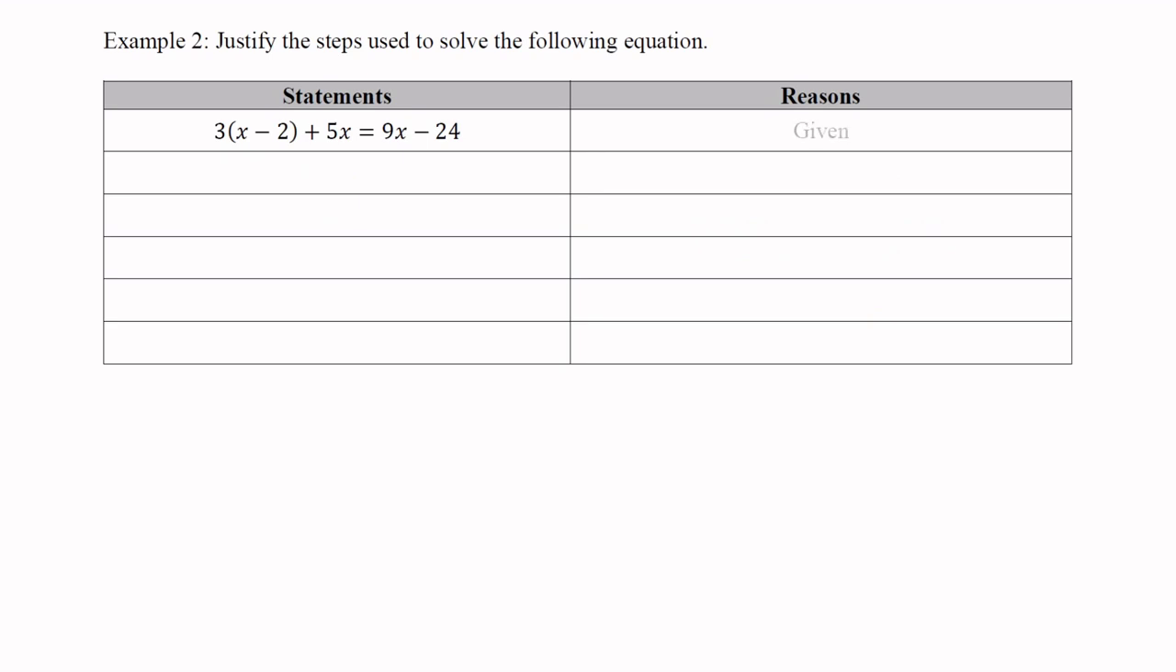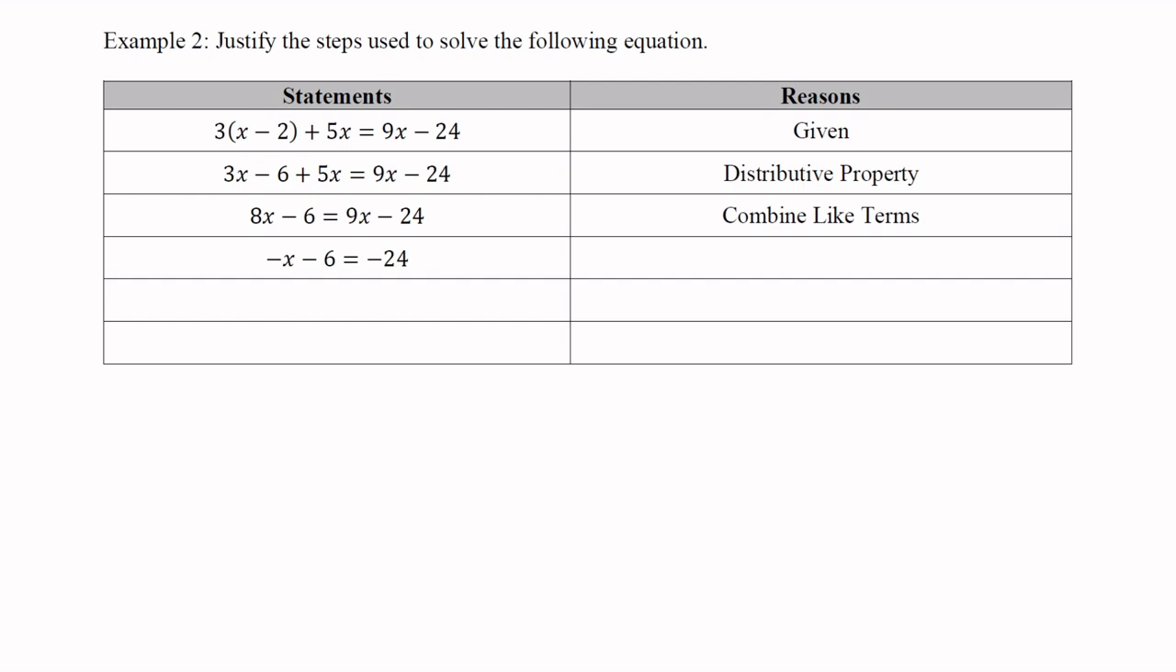In example 2, again, we start off with our given. We are going to multiply 3 out to the x minus 2. So when we did that, we used the distributive property. Next, we're going to combine the 3x and the 5x on the left-hand side. So 3x plus 5x gives us 8x, and here we combined like terms. Now we're going to move the variable by subtracting 9x from each side. So that gives us negative x minus 6 equals negative 24. And since we subtracted 9x from each side, that was the subtraction property of equality.